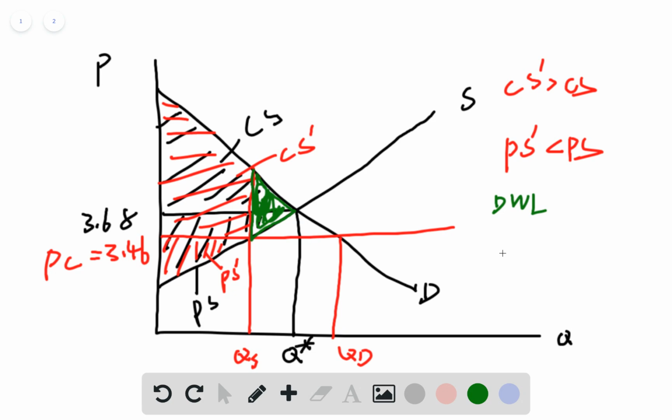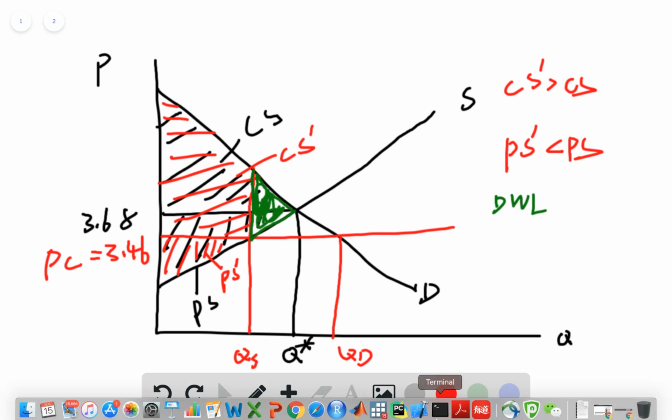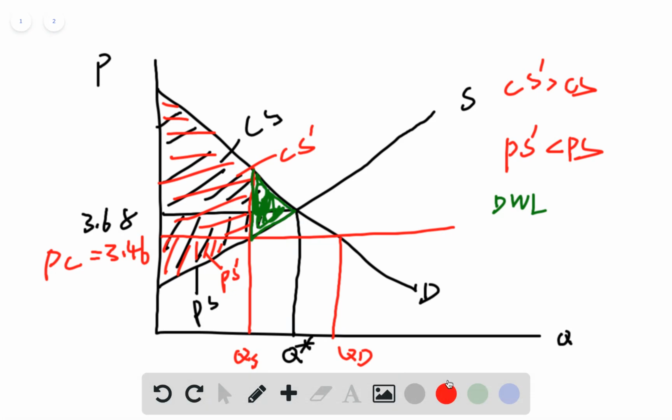Okay, so the question then is whether this kind of price ceiling really benefits consumers. We see that the consumer surplus increases, but it doesn't really benefit every consumer because previously, when the equilibrium quantity is Q star, then some consumers can buy the good at $3.68, right? But if the price ceiling is set to $3.46, the suppliers, because of this lower price, are not willing to supply that many goods, so the total amount of goods in the market is only QS.